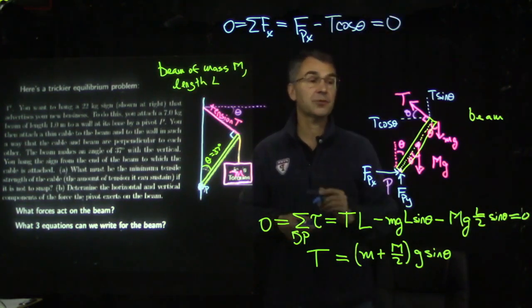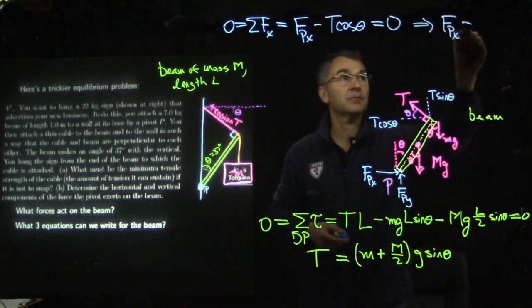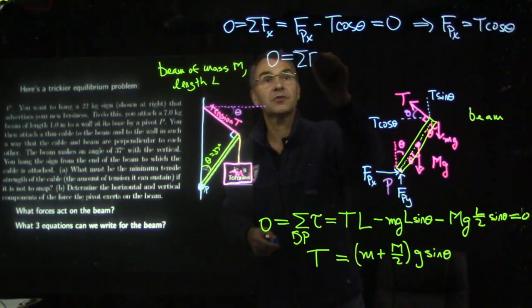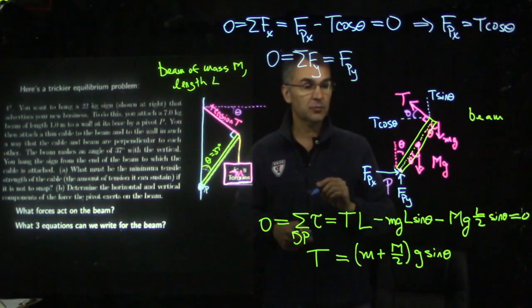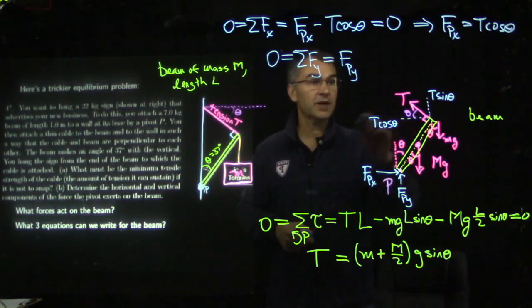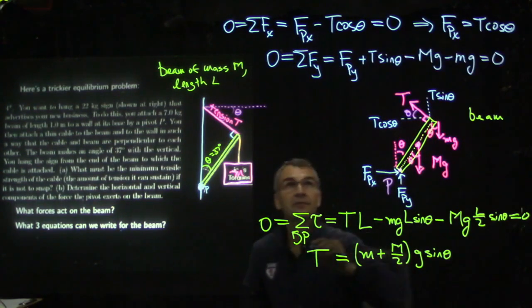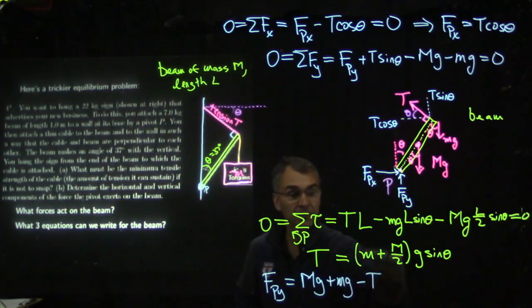Those two things must sum to 0, which tells us that this horizontal force exerted by the pivot on the beam just equals T cosine theta. Then we want the vertical forces on the beam to sum to 0. So we have up minus down. Here's the vertical force exerted by the pivot on the beam. And we also have the vertical component of this tension, plus T sine theta. And then we have the two weights. That gives us Fpy equals the sum of the two weights minus the vertical component of this tension.